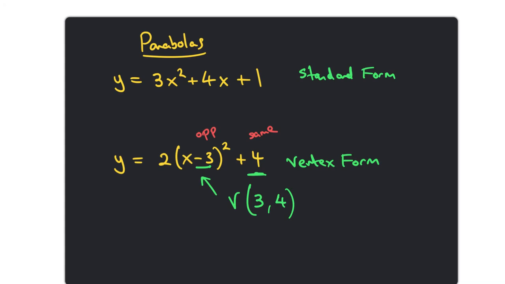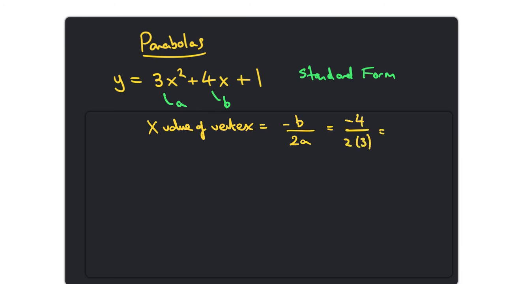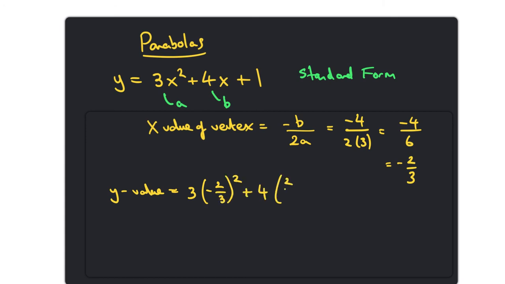If we wanted to find the vertex of something in standard form, slightly more complicated, we know that the x value of the vertex equals negative b over 2a. And we know that the b value is here, and the a value is there. So therefore we get negative 4 over 2 times 3, which is negative 4 over 6, which equals negative 2/3. Now I've actually made it more difficult for this question than I wanted to. To find the y value, you just substitute that x value in. So we get 3 times negative 2/3 squared plus 4 times negative 2/3 plus 1.